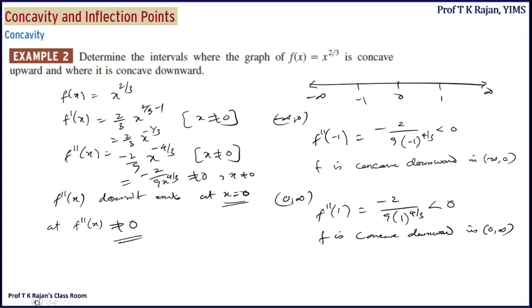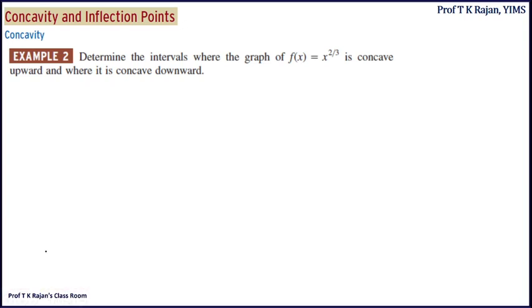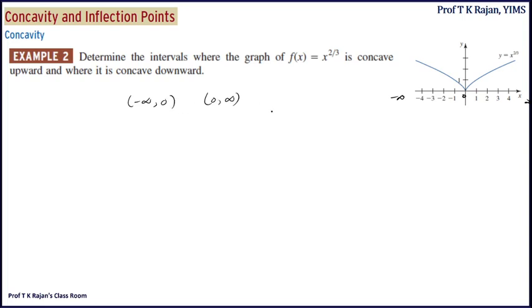Now let us see how the graph looks. You can see that the graph is like this. See this? This is the point 0, this is minus infinity, and this is plus infinity this side. From minus infinity to 0, it is concave downward. In 0 to infinity also it is concave downward. So this function is concave downward in the interval minus infinity to 0 as well as 0 to infinity. And there is a point 0 where the second derivative does not exist. And we will see what type of point that is.